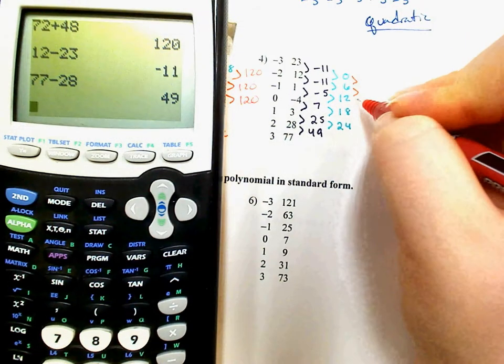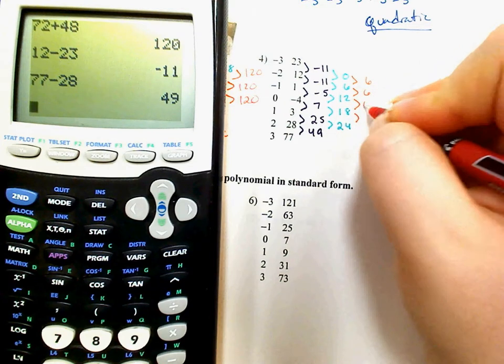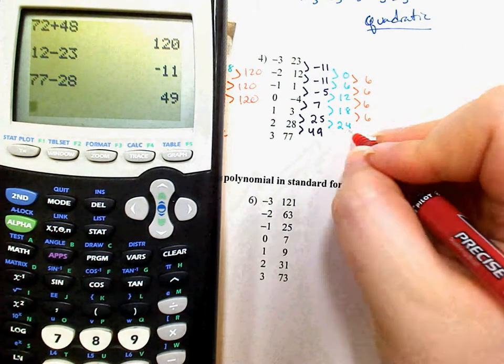So I think I'm good. 6 minus 0 is 6. 12 minus 6 is 6. 6 and 6. So this took 1, 2, 3 times. That means this is a cubic function.